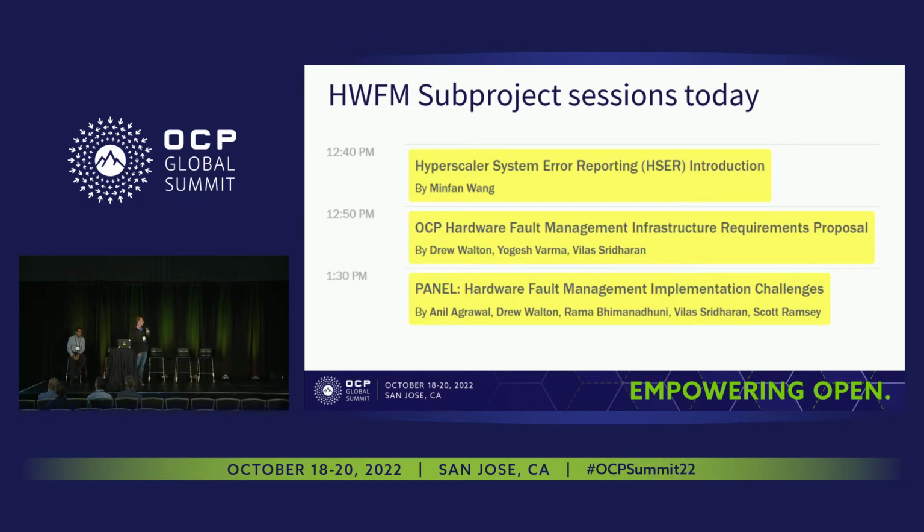So we have some sessions today. We hope that you'll attend. Well, the first one is a hyperscaler system error reporting introduction. And Minfeng is going to show us, it's really a proof of concept. ByteDance has done some really exciting work to gather error data and show that they can analyze things at scale. So this is a proof of concept that shows that we can do some of the things we're talking about doing.